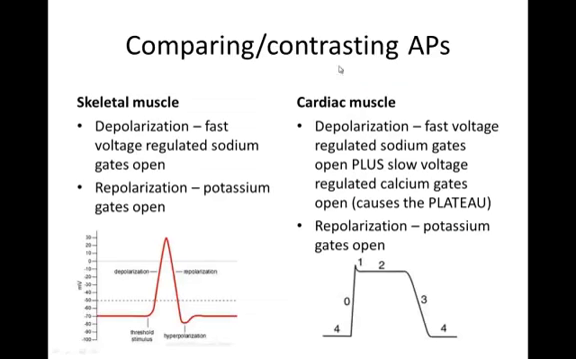So in summary, if we compare and contrast these action potentials, in skeletal muscle cells the first thing that happens during depolarization is that fast sodium gates open, causing depolarization, and then during repolarization, the potassium gates open. In cardiac muscle, depolarization is caused by two things. Those fast voltage-regulated sodium gates open, just like over here, plus then we have slow voltage-regulated calcium gates open during this region that cause the plateau. And then during repolarization, the same exact things are occurring. Potassium gates are opening. So really, you just have one more step to learn.